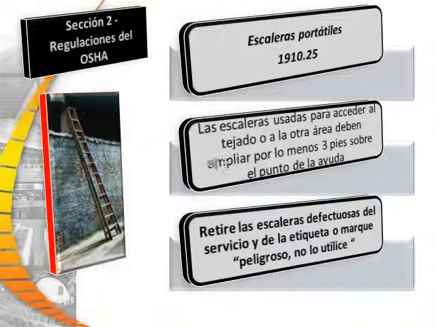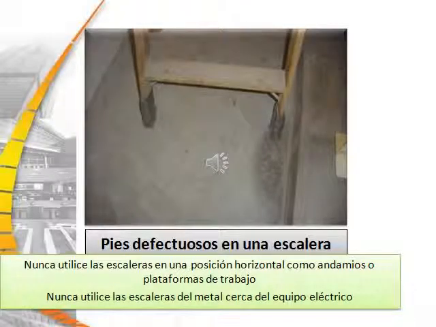Portable ladders. Portable ladders must be used to gain access to the roof or other areas, and must extend at least 3 feet above the point of support. Withdraw defective ladders from service and tag or mark them "dangerous, do not use." Defective feet on a ladder. Never use ladders in a horizontal position such as scaffolds or work platforms. Never use metal ladders near electrical equipment. Here you can see depicted in the picture defective feet on a ladder.